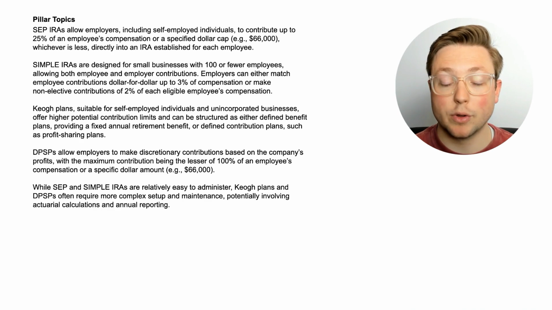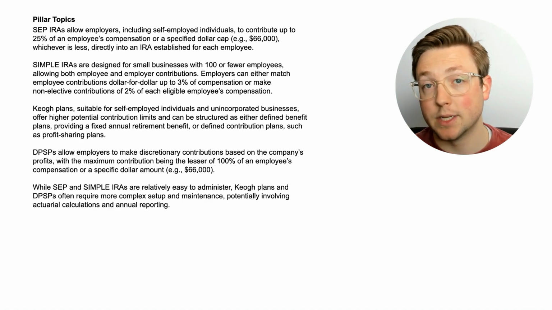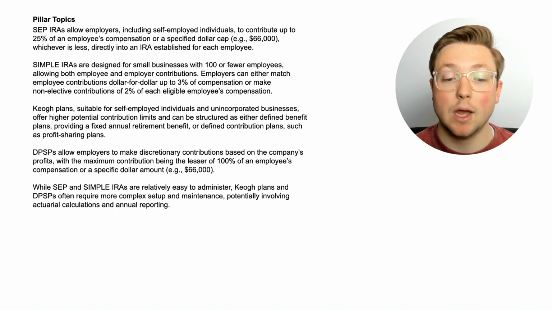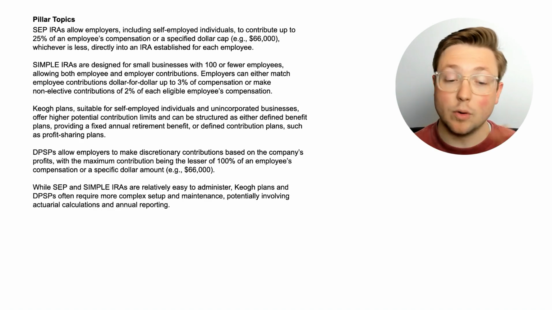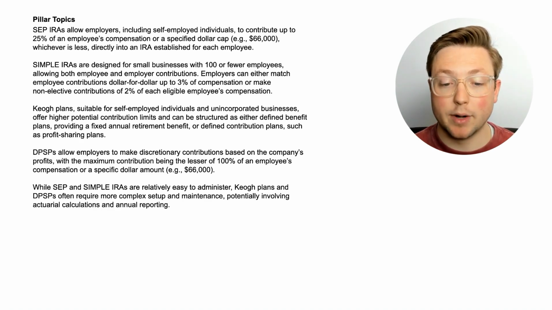DPSPs allow employers to make discretionary contributions based on the company's profits, with the maximum contribution being the lesser of 100% of the employee's compensation or a specific dollar amount, again, for example, $66,000. So overall, while SEP and simple IRAs are relatively easy to administer, Keogh plans and DPSPs often require more complex setup and maintenance, potentially involving actuarial calculations and annual reporting.